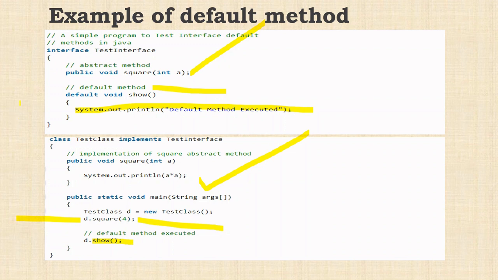Like this we can declare the default method. We can write an implementation inside the interface, and like this we can call the default method. This is the scenario by which we can use the default method. The output will be 16, because we are calling d dot square, and then default method executed. If you call d dot show, you will get default method executed, and if you call d dot square, you will get the output 16.